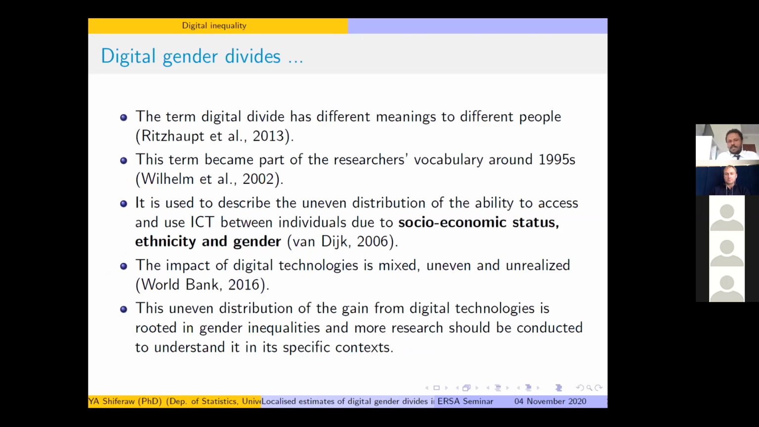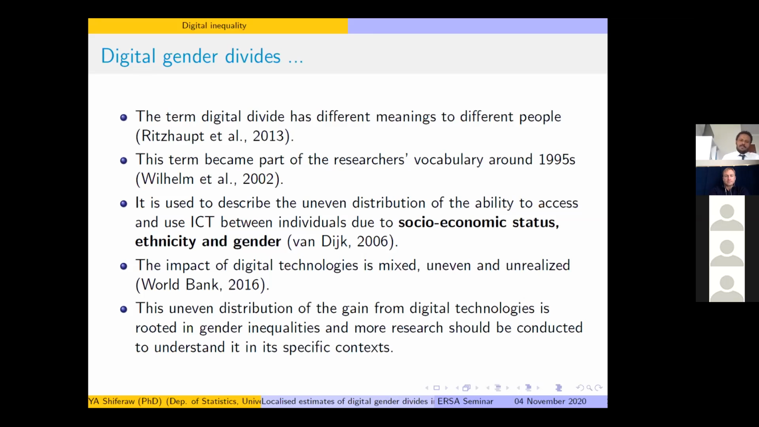So let's come first to: what is the digital divide? This term has different meanings to different people. It became part of the researchers' vocabulary around 1995. It's used to describe the uneven or unequal distribution of the ability to access and use information communication technology between individuals due to socioeconomic status, ethnicity, and gender.